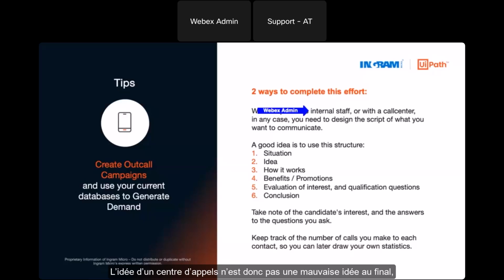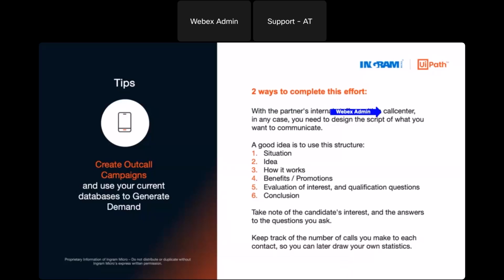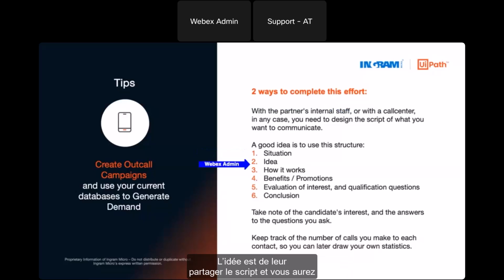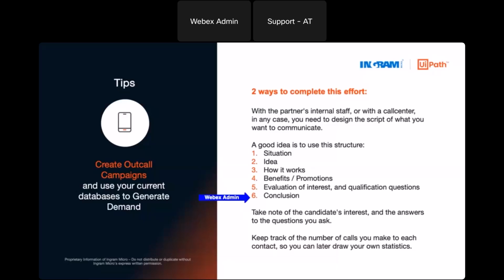So the idea of a call center is not a bad idea, actually. And call centers have very accessible prices and packages that you can work with. The idea is that you are going to share with them the script, and you're still going to have the opportunity to gather all that relevant information from your customers, right?